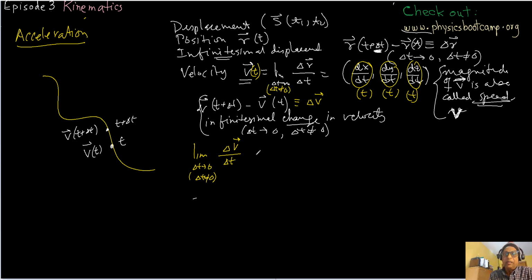All right. Now this quantity tells me how fast the velocity is changing, and this is what is called the acceleration vector, and you denote it by a. So this is the fundamental definition of it.